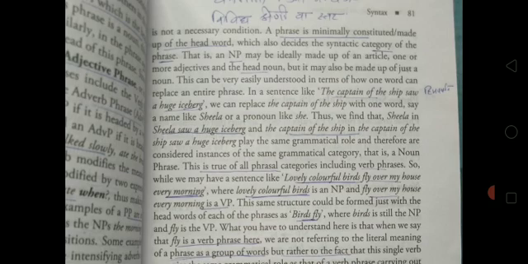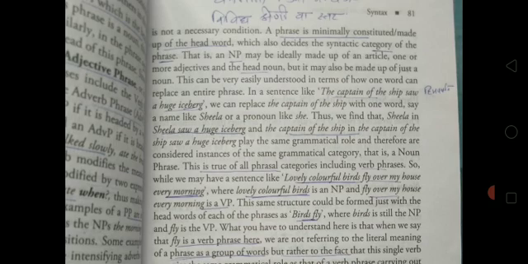Thus, we find that Sheila in Sheila saw a huge iceberg, and the captain of the ship in the captain of the ship saw a huge iceberg play the same grammatical role and therefore are considered instances of the same grammatical category, that is a noun phrase. This is true of all phrasal categories including verb phrases.